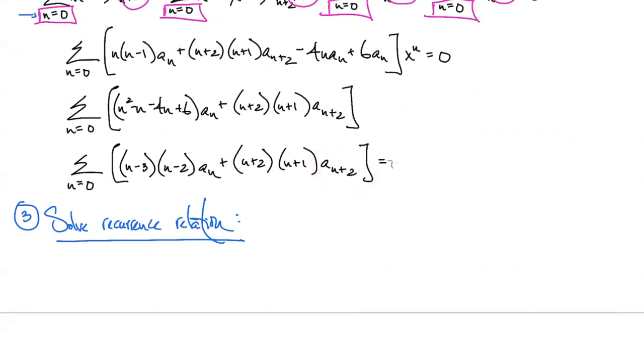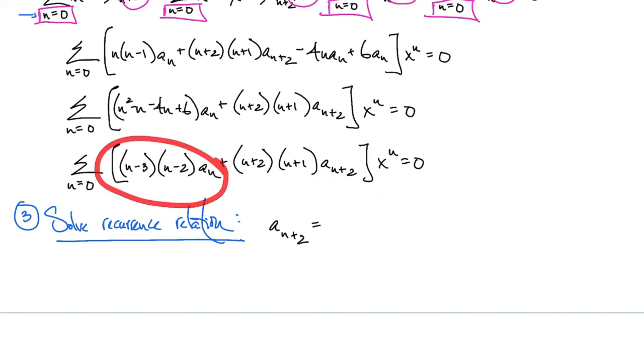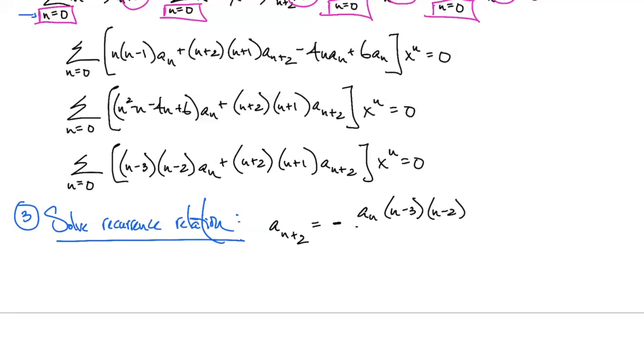And hold on a second, I realize I dropped my x to the n. x to the n equals 0, x to the n equals 0. Okay. But if I take this inner clump and set it equal to 0, I'll find that my a sub n plus 2 equals, well, we're going to have to subtract this to the other side and then divide by this. So we'll end up with a negative a sub n, n minus 3, n minus 2, all over n plus 2 times n plus 1. Okay.